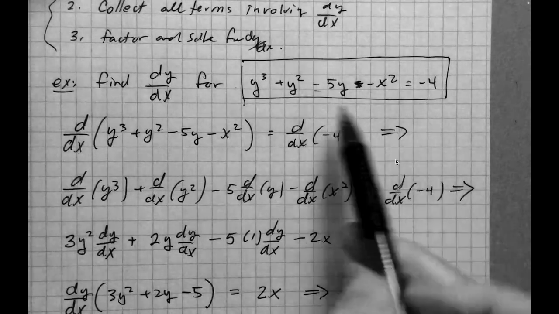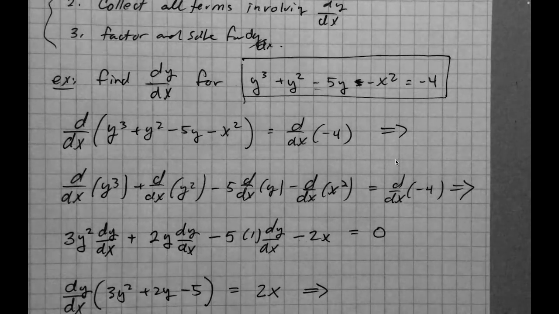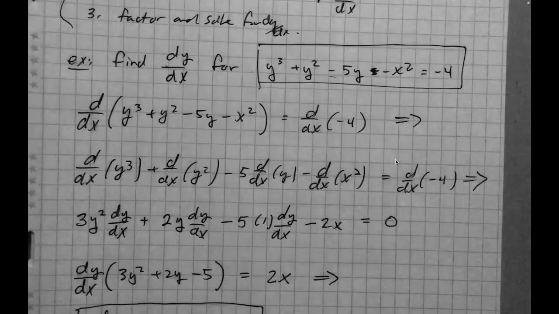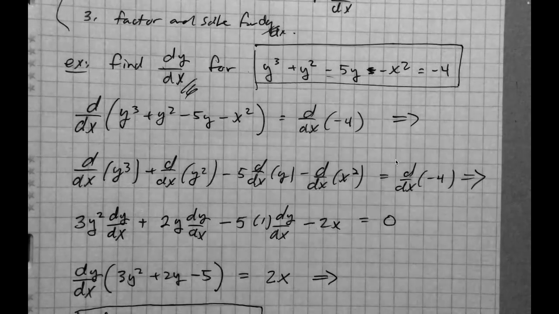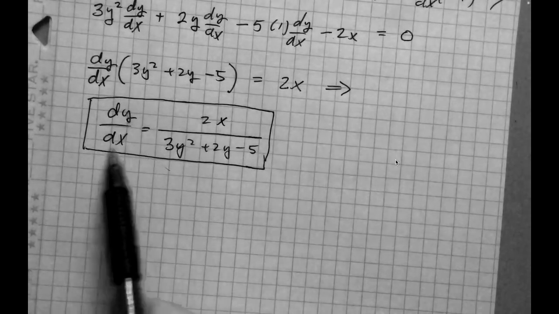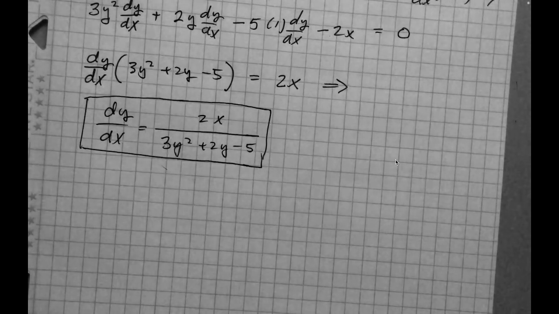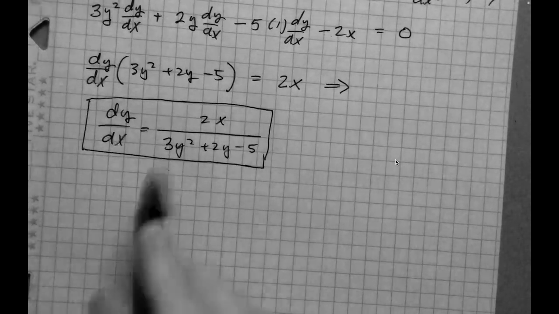So this equation has x's and y's all kind of mixed together, and it's not written explicitly as, you know, y is a function of x. Instead, it's an implicit form, and given that form, if we're interested in finding dy dx, we kind of go through this process, and this is what it looks like. This is the derivative of y with respect to x of that equation.